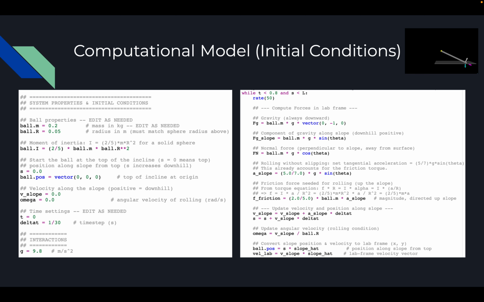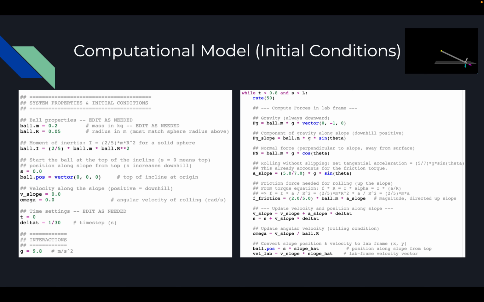Computational model and our initial conditions. As you can see, this is what our computational model created. You can see the ball rolling down the incline. But first, our initial conditions. Our mass is 0.2 kilograms. Our radius is 0.05 meters.